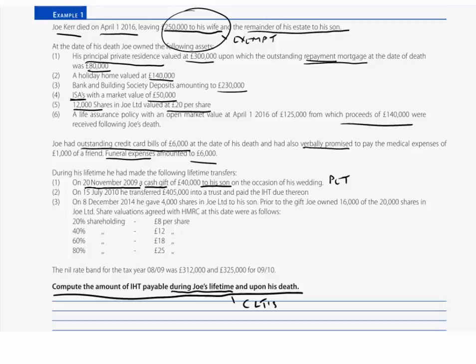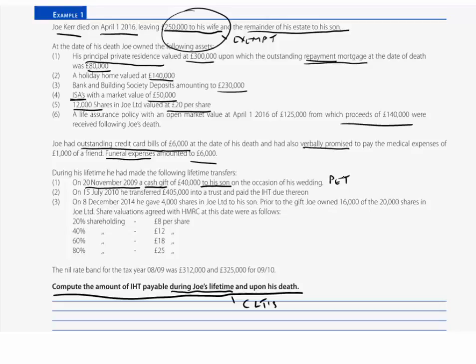It's November 09. Now, when did Joe die? Because as we know it is a PET, it will only be relevant in terms of calculating any chargeability, including on a computation, if this was made within 7 years prior to the date of death.